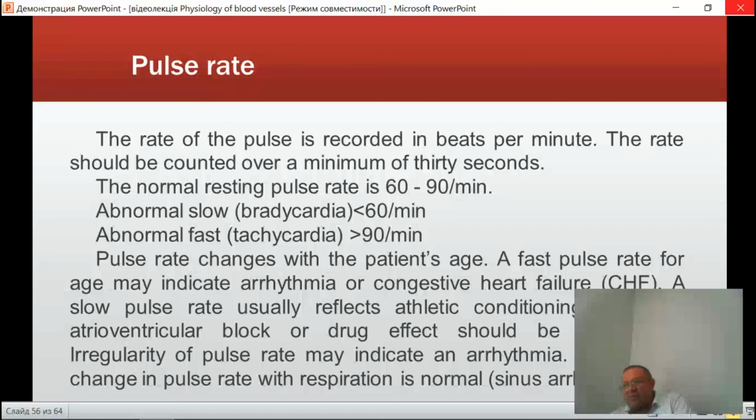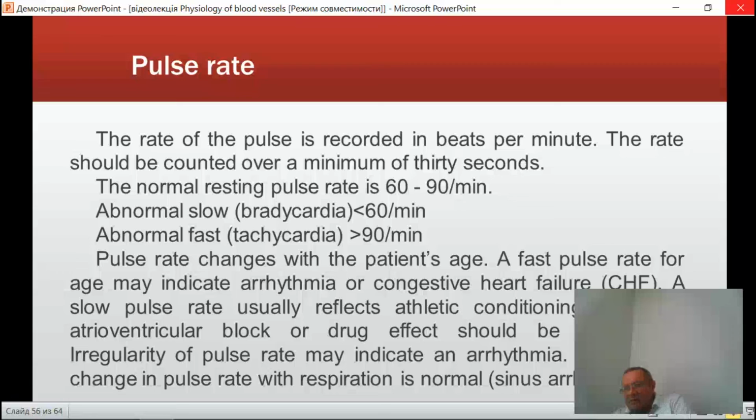Pulse rate. The rate of the pulse is recorded in beats per minute. The rate should be counted over a minimum of 30 seconds. The normal resting pulse rate is from 60 to 90 beats per minute. Abnormal slow, bradycardia, is less than 60 beats per minute. Abnormal fast, tachycardia, is more than 90 per minute.